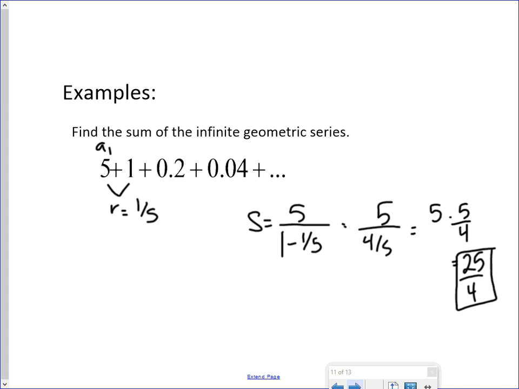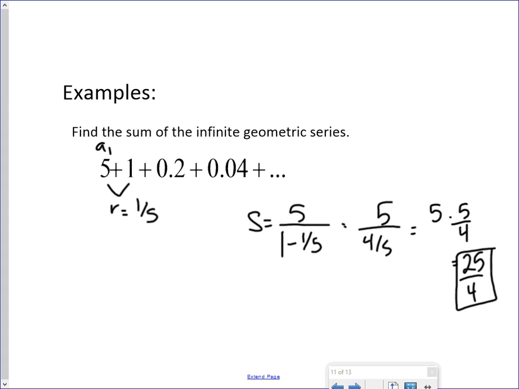If your ratio turns out to be a number whose absolute value is greater than 1, then you could just say no sum. I think the book might call it undefined, and that's fine. It's just going to keep getting larger and larger, positive or negative infinity.